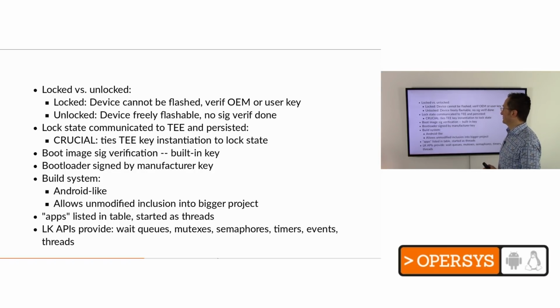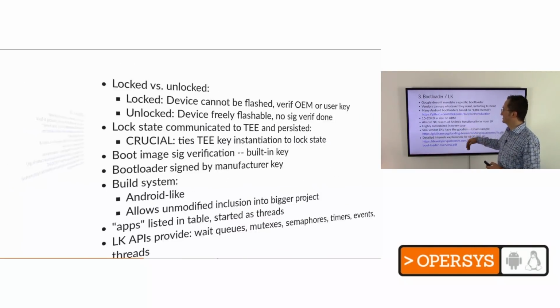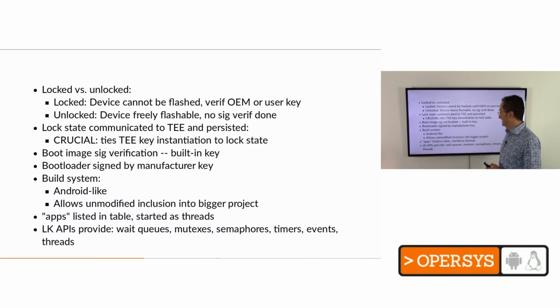Okay, so the build system of Little Kernel is a bit like Android in terms of how it works. If you're familiar with the build core and the build env setup sh and all this kind of stuff, you'd be in familiar territory looking at the sources of that. The apps of Little Kernel are effectively listed in a table, and they're started as threads. And if you go look at the tree from Linaro here, you'll see actually some that have fastboot functionality and so on and so forth.